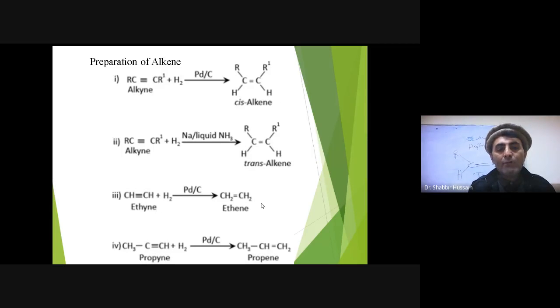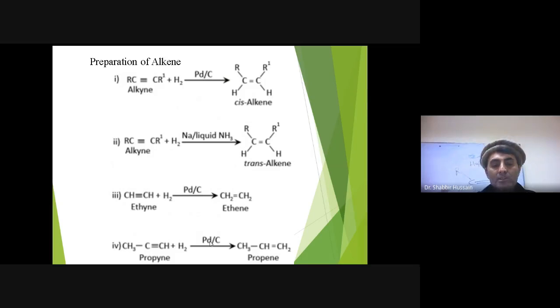For example, how do we synthesize ethene from ethyne? When ethyne is reacted with hydrogen over palladium on charcoal, that is Lindlar catalyst, we get ethene. Similarly, propene can be obtained from propyne when hydrogen is treated with propyne over palladium on charcoal, that is Lindlar catalyst. Through controlled hydrogenation, we get propene, right? Similarly, you can get butene and so on by using these methods.